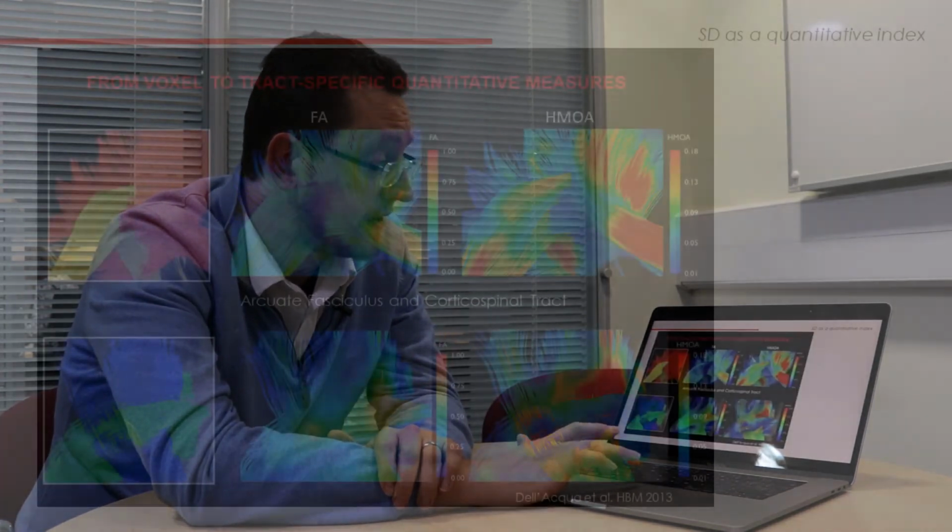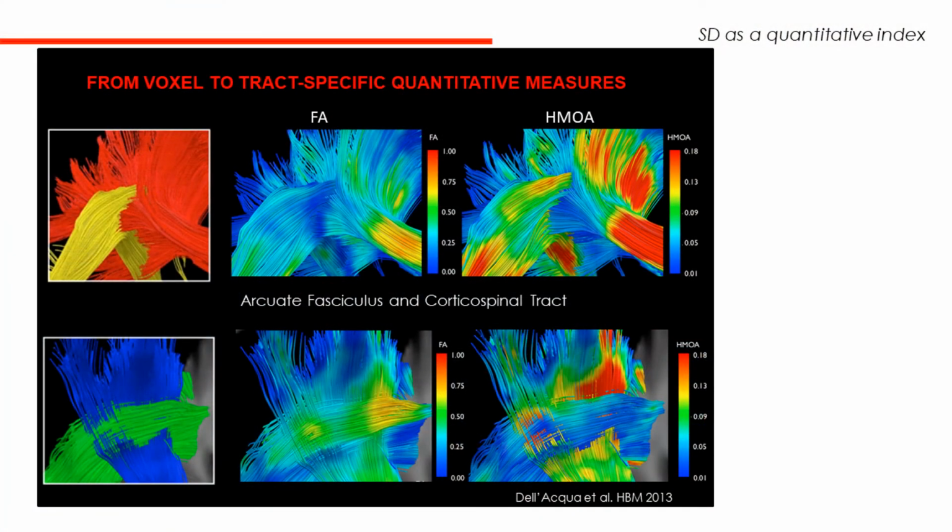So if you do that, and you map this metric, you can clearly see the difference now. FA goes down in the presence of crossing because the tensor averages out the two fibers, and you lose anisotropy.